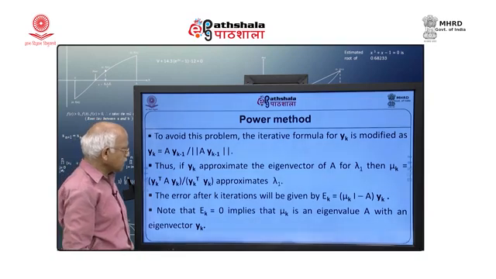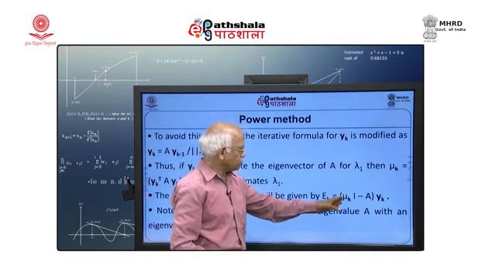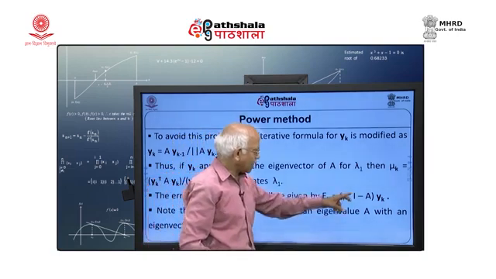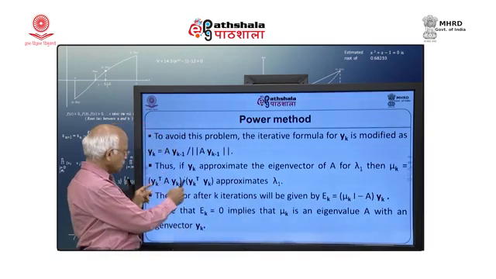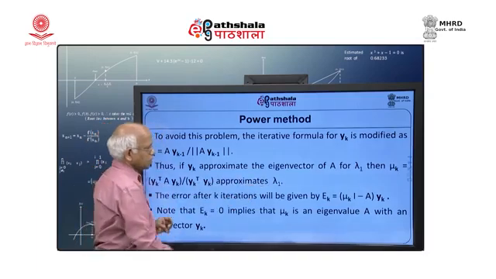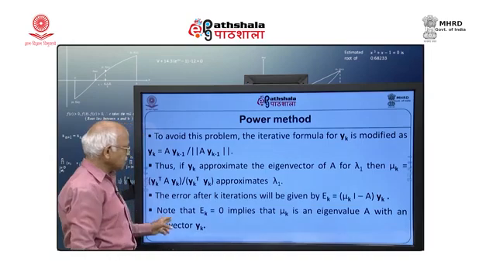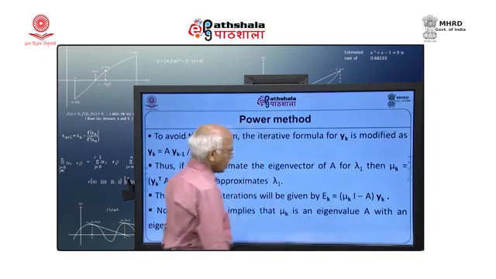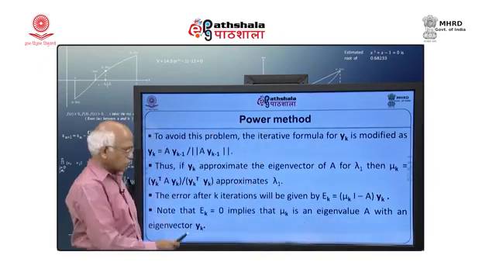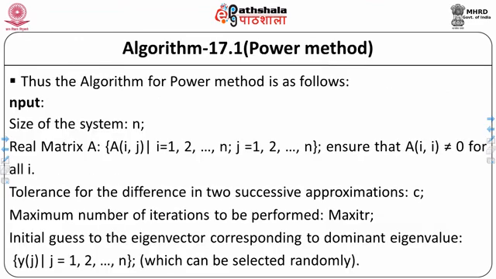The error after k iterations will be given by E k, that is the error term, which will be mu k I minus A into y k bar. So, mu k is the value here which is approximating your lambda 1. Note that if E k is 0, what does that mean? That mu k will be the eigenvalue of A with an eigenvector y k bar. So, that is what we mean by this. So, we can always compute the error associated with the approximation here.